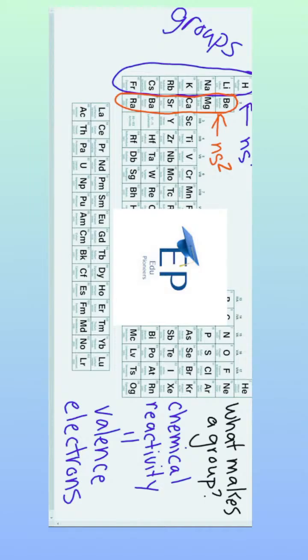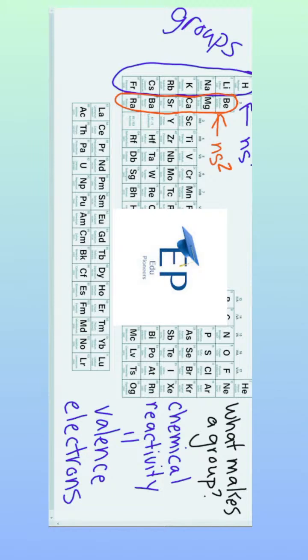But in that outermost s shell, they're only going to have 1 electron. Now, if we look at group number 2A here, they are going to have the electron configuration in their valence shell of ns2. So again, as you go down the group, they're going to have different numbers of s shells, but in that outermost s shell, they're all going to have 2 electrons.